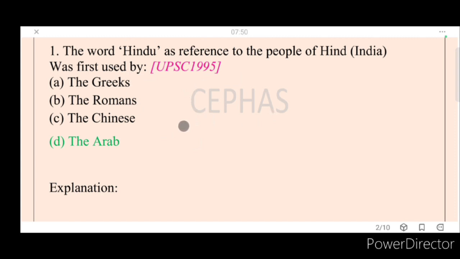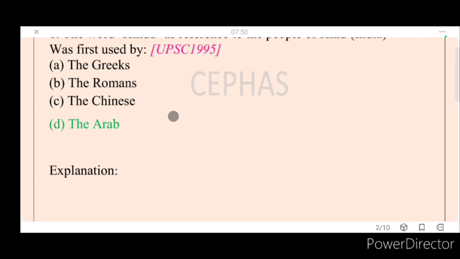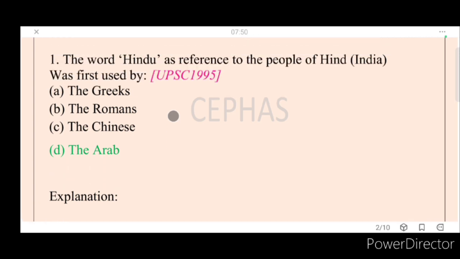It came from the river Sindh. So the neighbors Arabs and the Iranians uttered S as H. So they are the first ones who used the word Hindu. But when it comes to the Greeks, they used Hindu as Indus. That is what's the difference between all of them. So the answer is the Arabs.